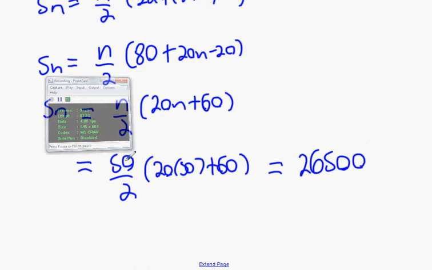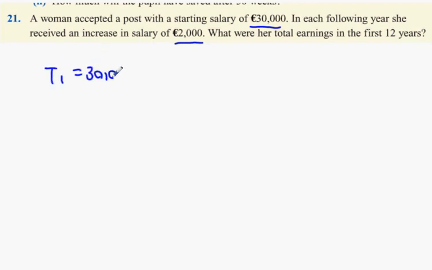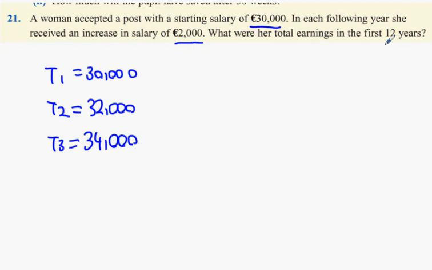Okay. What you have is you start off on a €30,000 salary. Each year she gets a new salary increase in her salary. T1 is 30,000. T2 will be 32,000. Now T2 means how much did she get at the end of the second year. T3 would mean how much did she get at the end of the third year. Okay, you want her total earnings. What's the A value?